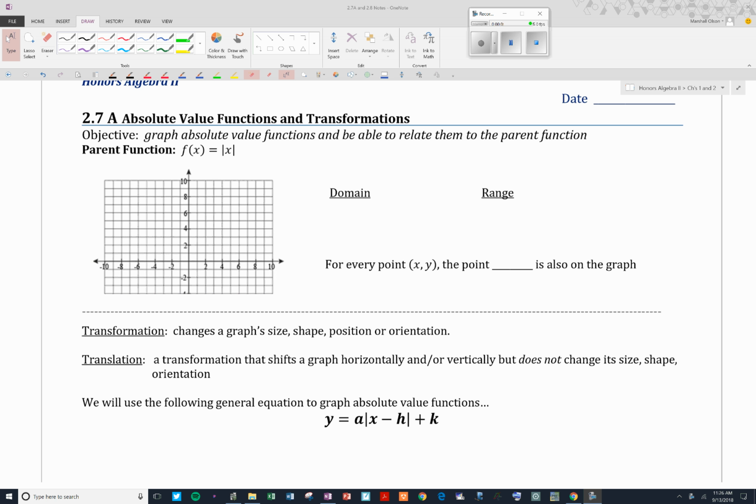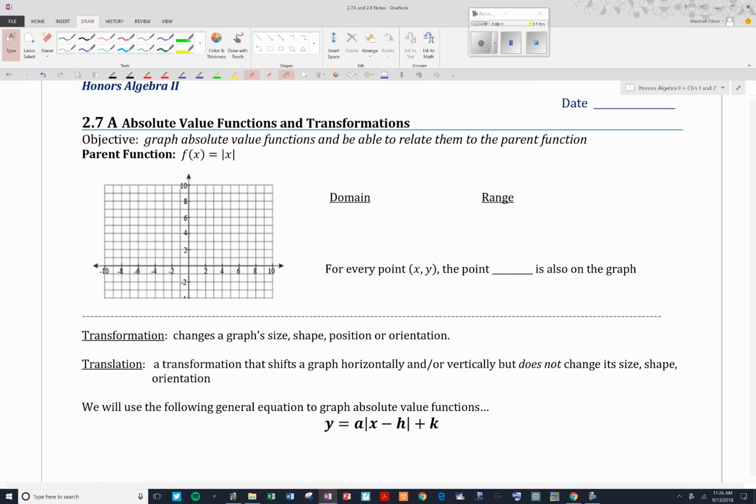Today we are going to graph absolute value functions, which gives us our first look at what's called a transformation on a parent function. We're going to start by looking at what an absolute value function is and the table of values that we're going to be using to graph any absolute value functions that we have. So let's start off with what an absolute value function is.